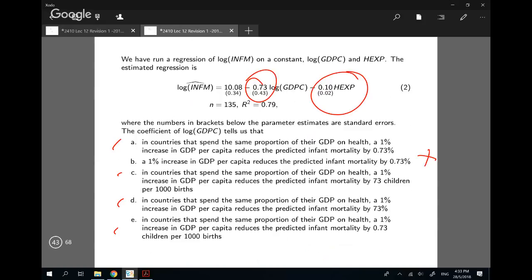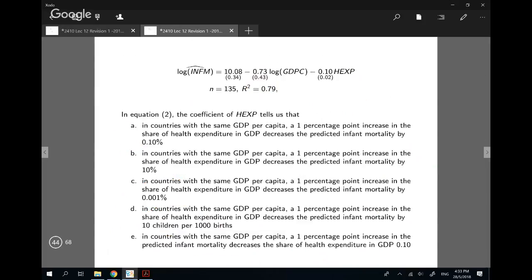So next question. We run... Okay, so A, B, C, D, E. So which one? It's a log model, right? So it should be percentage to percentage. All right. So anything that's not that is wrong. D is wrong because it's 73 instead of 0.73. E is wrong because it's children instead of percentage. Same with C as well. This is not 0.3, and this should not be. That's all children. So it's A. Percent to percent, 0.73. Okay.